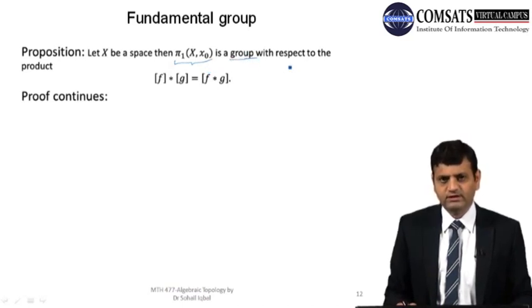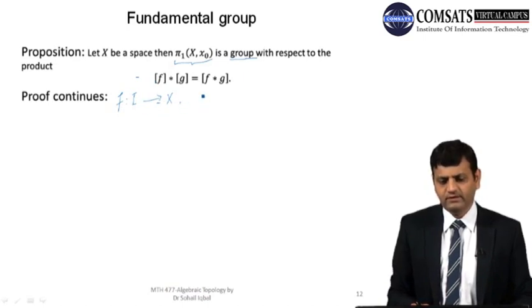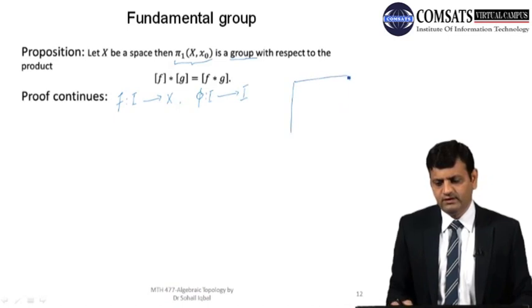So for example, we have to show that it is associative, there exists an identity element, and every element has an inverse. That's what we have to show now, but before that, we see that if I have a path f, a continuous function from I to X, and if I have another function phi from I to I, then if I consider the graph of this phi, it is basically something like this.